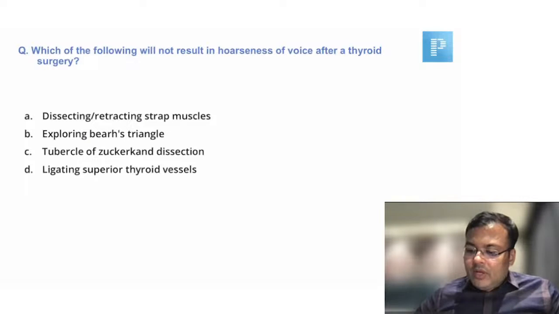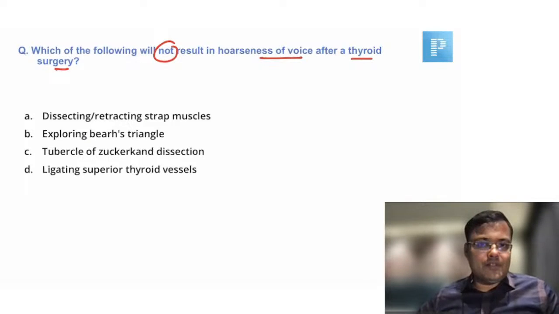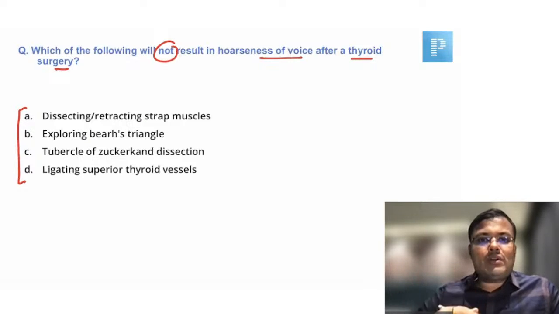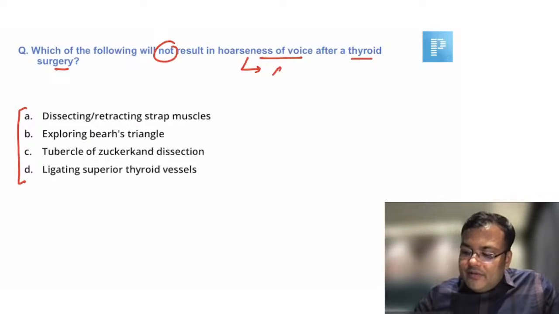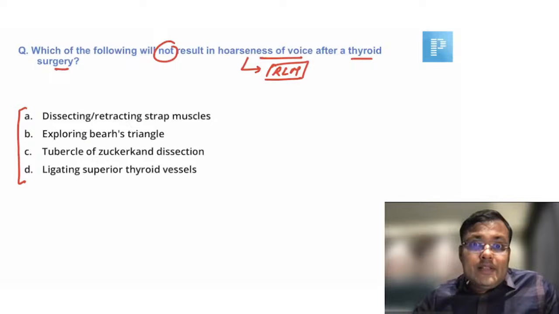Now see here, which of the following will not result in hoarseness of voice after thyroid surgery? Right? So this kind of question was asked for the first time. Clear? So guys, we have to recall the question completely, then only I would be able to tell you. Now let me tell you what's the cause of hoarseness of voice. Hoarseness of voice is because of injury of recurrent laryngeal nerve. Where is this recurrent laryngeal nerve injured? Near ligament of Berry.